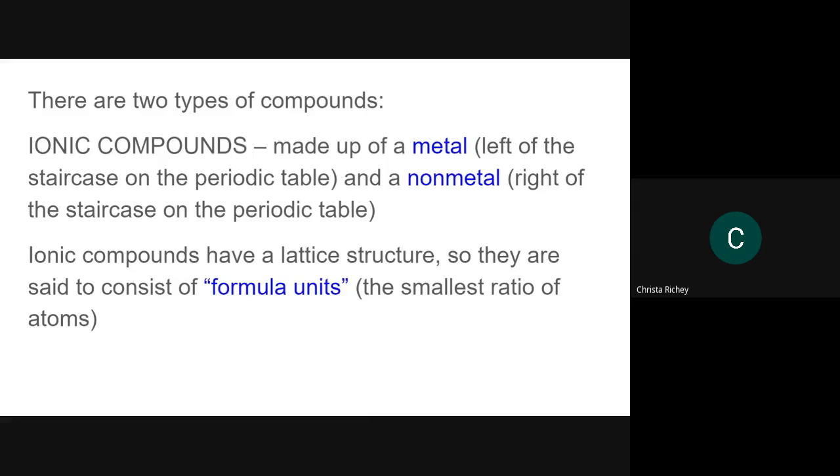What lattice means is when these metals and nonmetals form up with each other, the positive and negatives line up magnetically, if you will, electrically. They make almost like a box-like shape. They have a very specific pattern, which they call a lattice, that they arrange into. Like I said, its particle is called a formula unit.